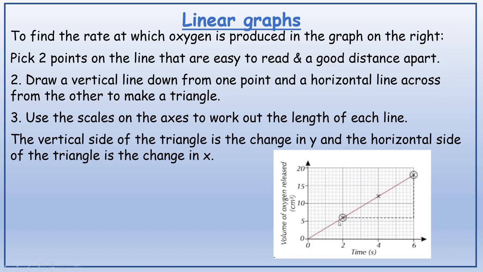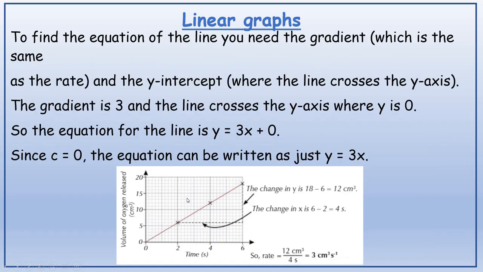So these ones here are quite easy to read. The bigger the triangle that you can make, the better. And then you just do change in y over change in x. So this one would be 15.67 minus 18 minus 6, and then this one would be 6 minus 2.